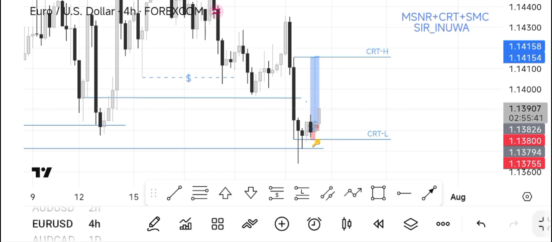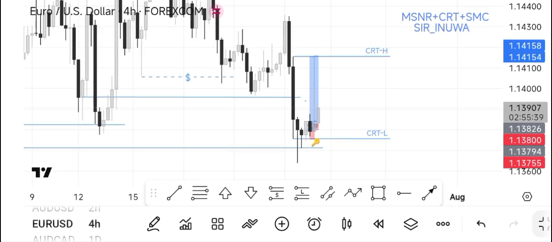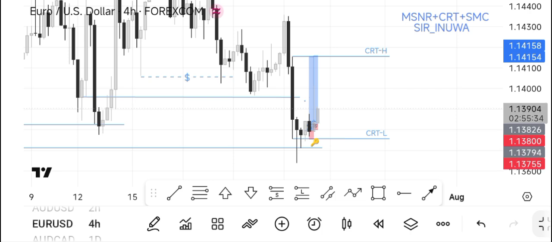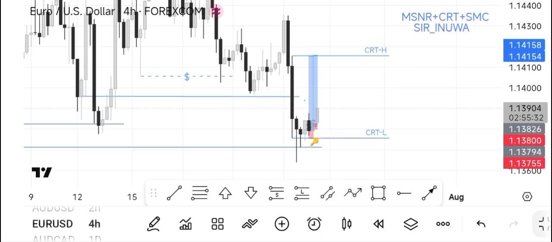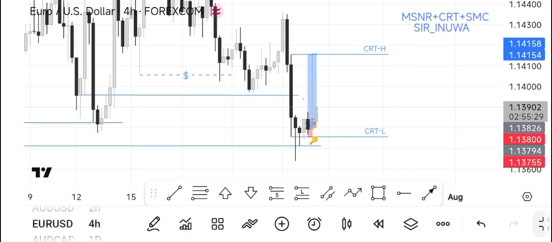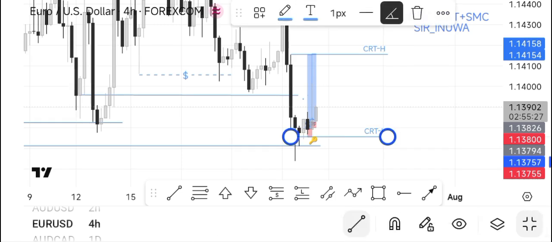So we say the rule of a valid key level, we say that the first candle defines the reach, right? And the second candle creates the range. This is my CRT low and this is my CRT high. That's the first candle. And the second candle creates the sweep, and the third provides the entry, right? That's it. So let me not just go deep.